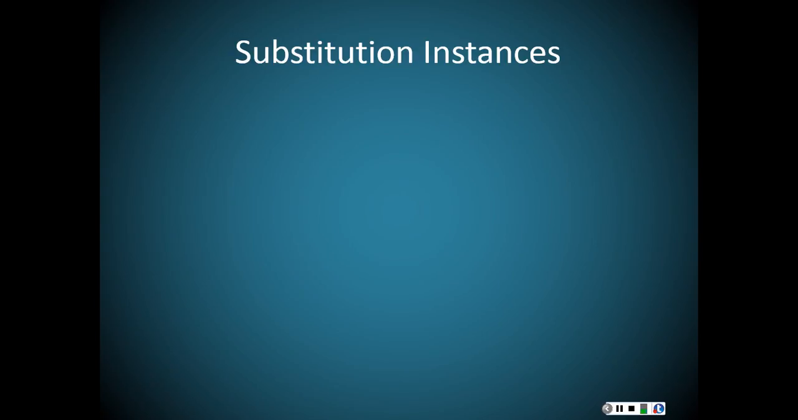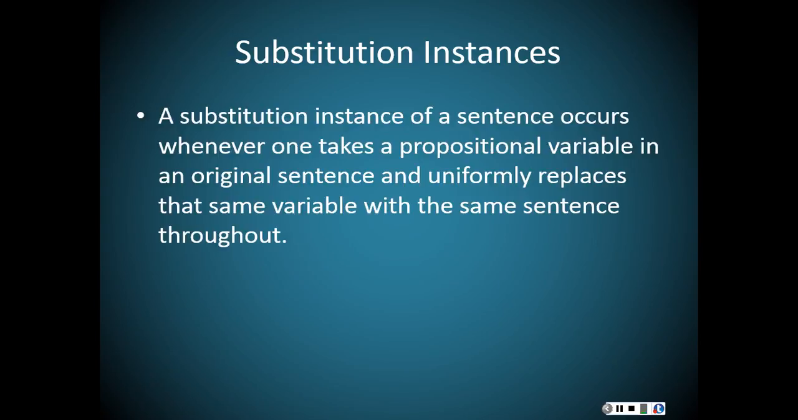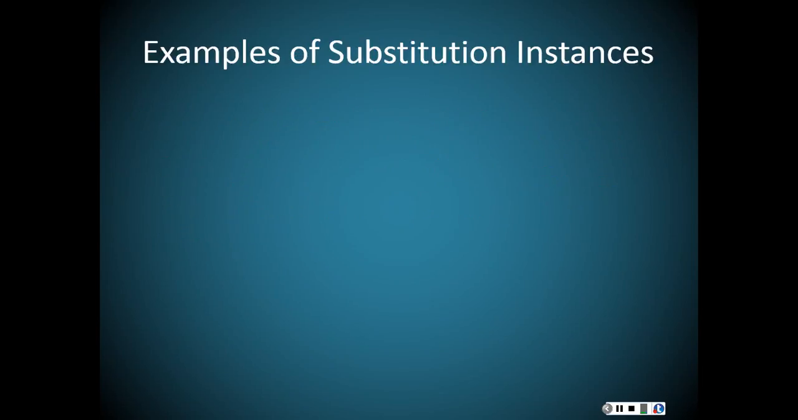Or, as I'm now going to put it, we may regard ourselves as having implicitly proven every substitution instance of the sentence if P then P. Where a substitution instance of a sentence occurs whenever one takes a propositional variable in an original sentence and uniformly replaces that same variable with the same sentence throughout. So, for example, take the sentence if P then P.